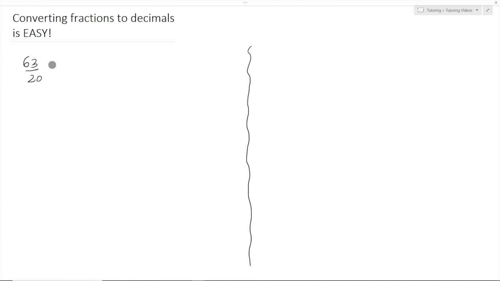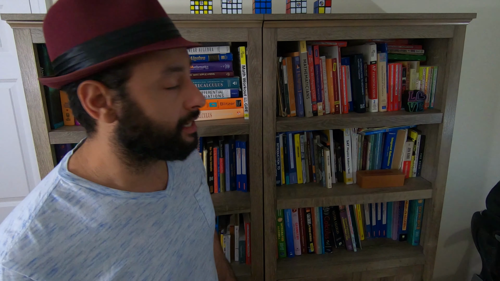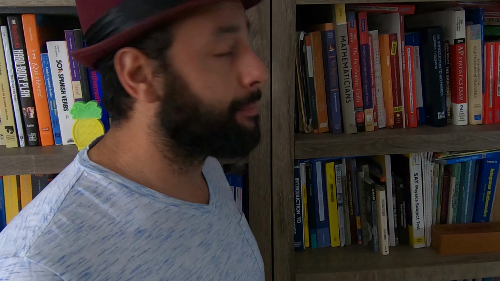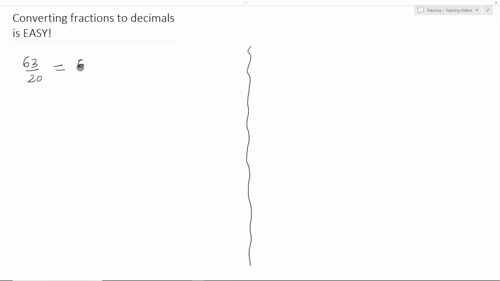It's definitely a fraction. I see a lot of students say, oh, 63 over 20, the numerator is bigger than the denominator, so it's not a fraction. No, it definitely is a fraction. It is an improper fraction. 63 over 20 is a rational number, and I know that because it's a ratio of 2 integers. We can convert this into a terminating or repeating pattern decimal by recognizing that the fraction bar is a division. So 63 over 20 is in fact 63 divided by 20.